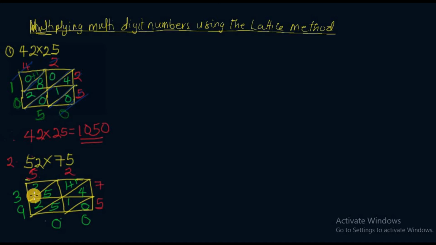Therefore, we can say that 52 times 75 is equal to all the values outside: 3, 9, 0, 0. That's correct. So we move on to another example.